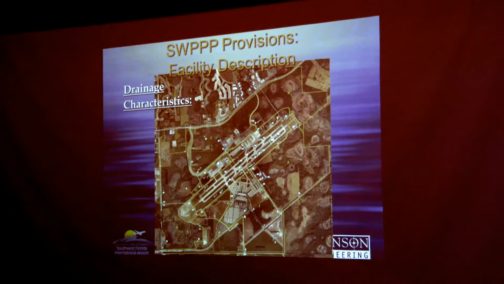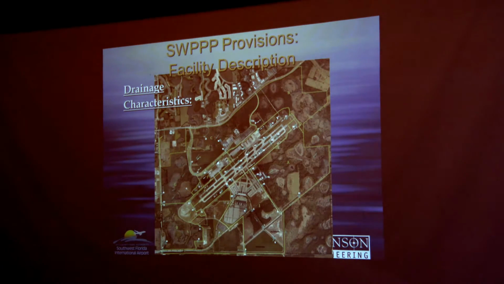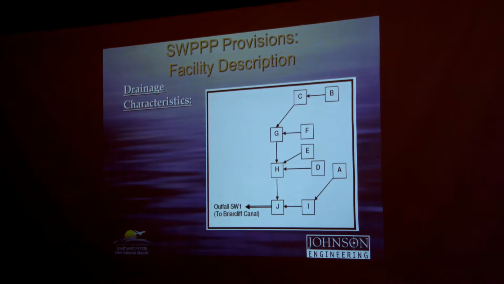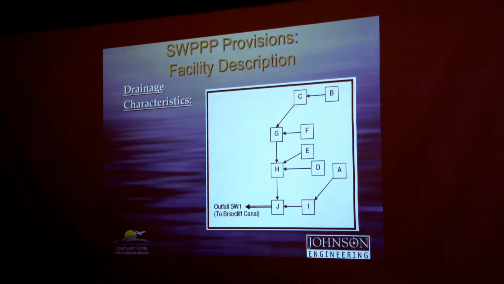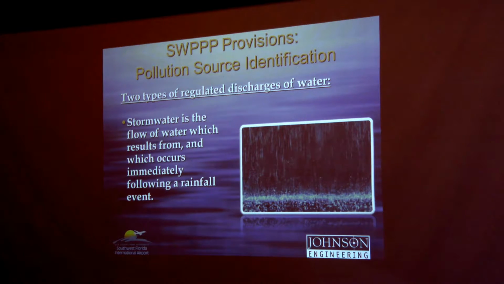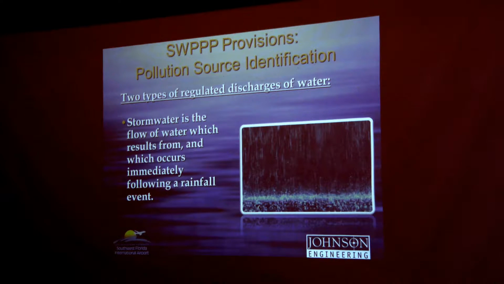G and H are here on the western side of the property. This is drainage basin I with the terminal, and J includes the outfall over here. More specifically, you can see in this diagram the probable flow direction so that if a spill does occur and does move into the stormwater management system, you can intercept the spill at the next downstream location. Eventually, stormwater reaches outfall SW1, where the airport discharges into the Briarcliff Canal. Section 3 of the SWIP provides the stormwater pollution source identification.